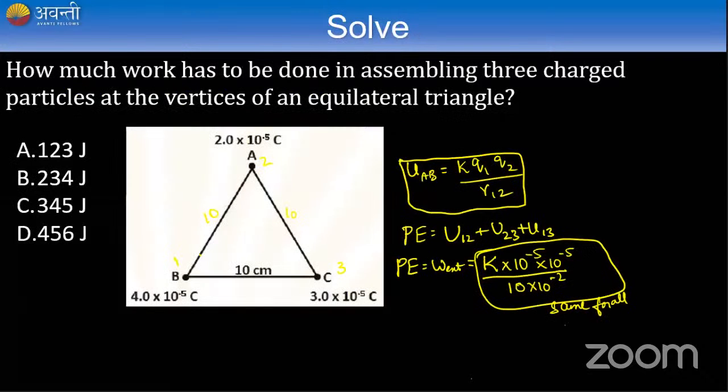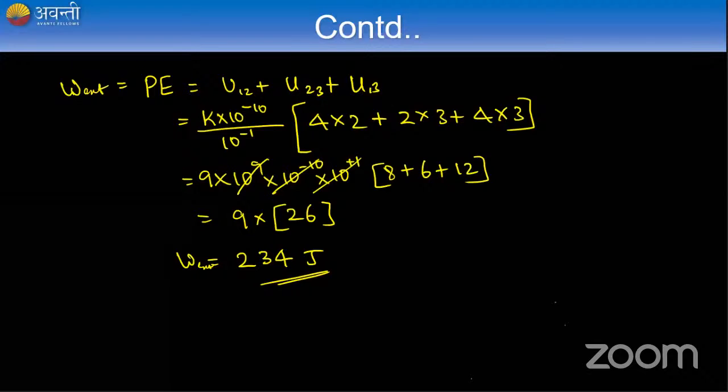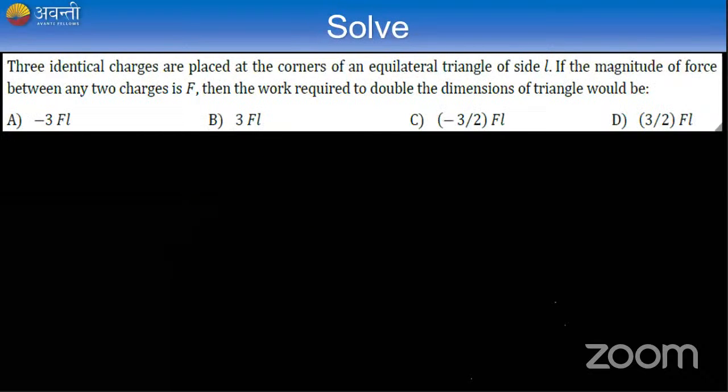See, this was work done. The net work done is the change in potential energy, or the total potential energy of these three charges acting on each other. So if I add the potential energy, I'll get the external work done. So the work external will be 234 joules. Awesome, guys. Thanks for the response. If you have understood this, then this question should be easy for you. Okay, now try this question.